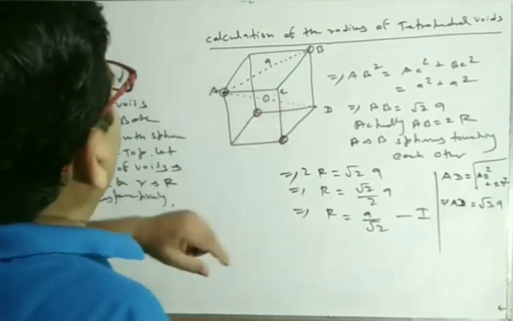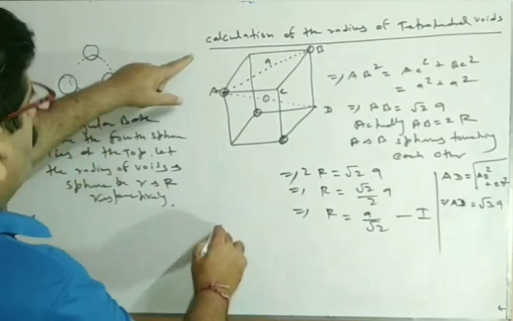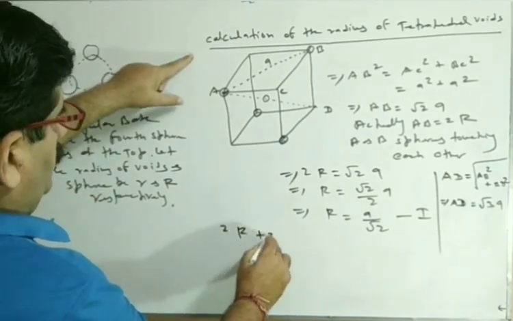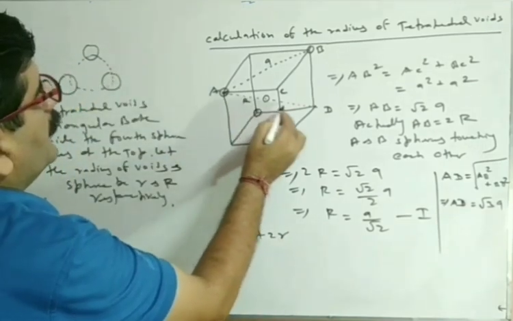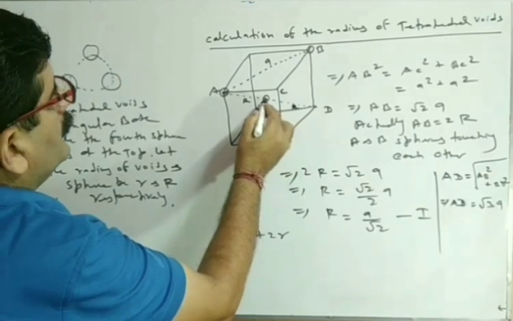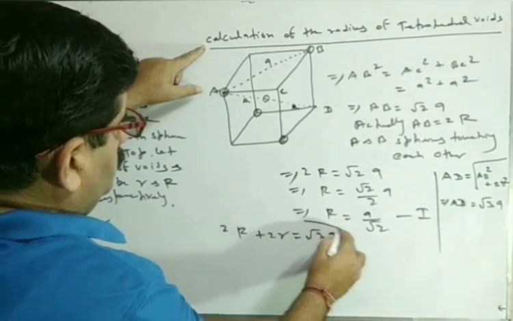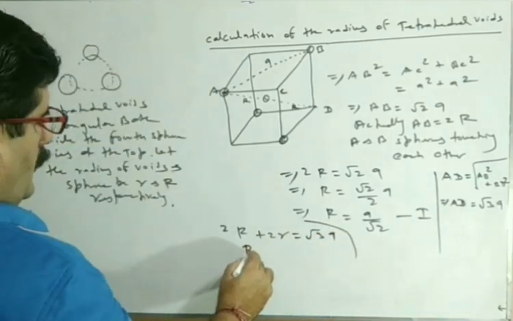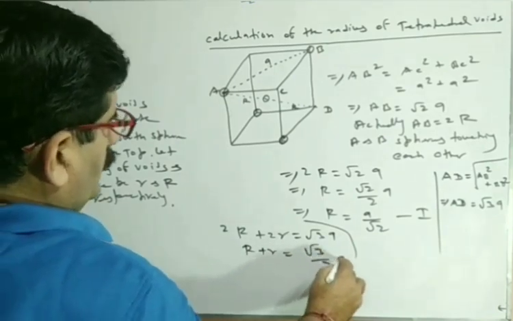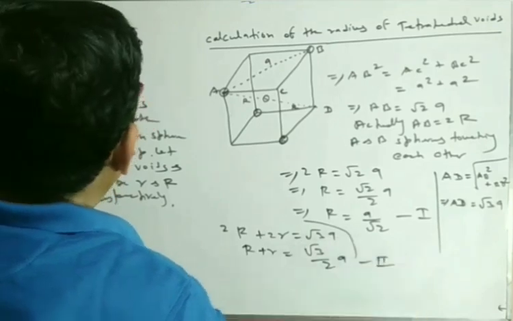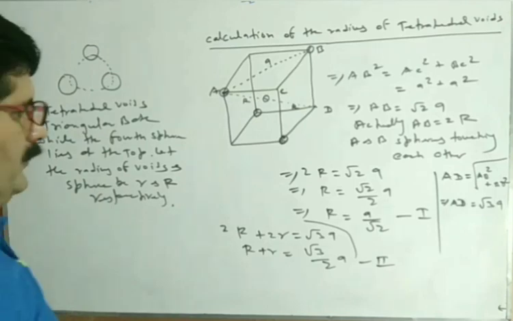So for AD, you can write what? 2R plus 2r. AD means this is capital R, capital R, for the void, 2R is equal to root 3a. R plus r, you can write root 3a by 2. This is our equation 2. Dividing equation 2 by 1.